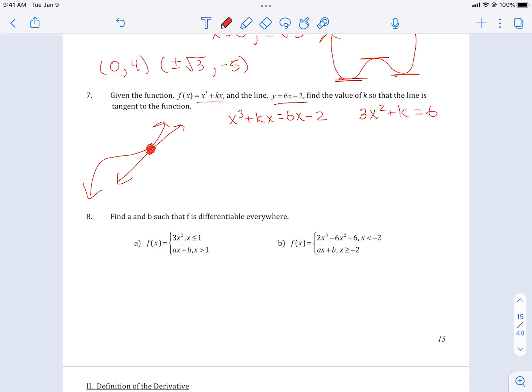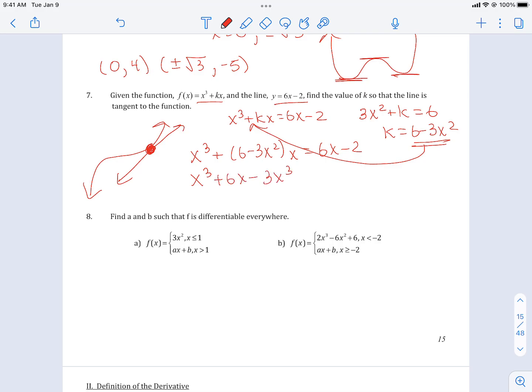So now I'm solving this system. I'm going to start by solving this one. So if I solve for k, k is 6 minus 3 minus x squared, and I can plug it in here. And if I do that, this is my equation in terms of x that I have, and now let's go ahead and solve this. I'm going to distribute that x. Minus 3x cubed equals 6x minus 2. I have negative 2x cubed. Bring that 6x over, and then I have plus 2 equals 0.